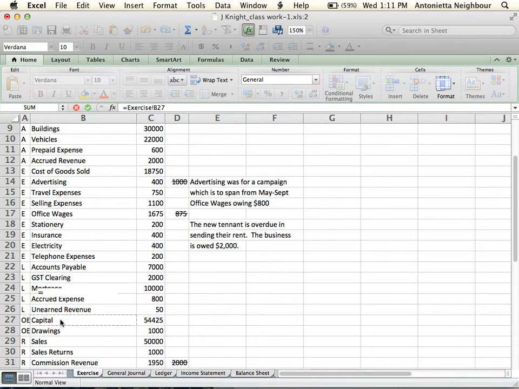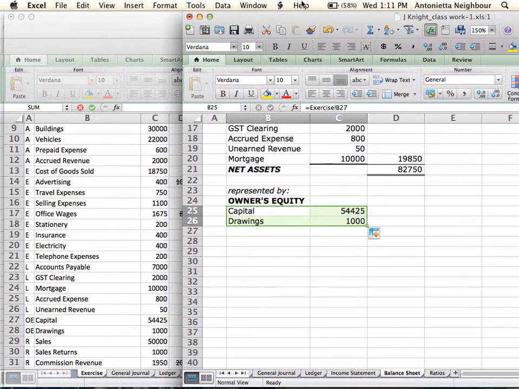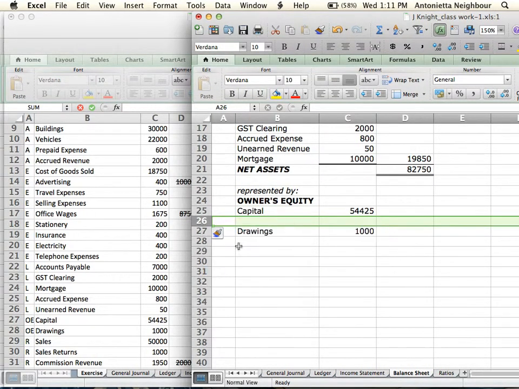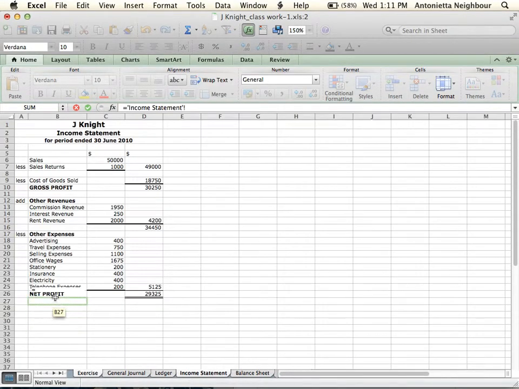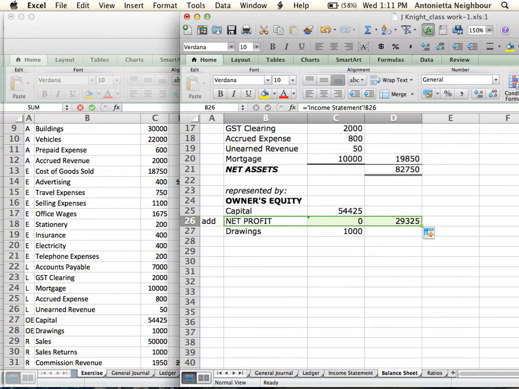It's going to equal capital, bring in the amount, bring in drawings, and now above drawings, I want to add my net profit. And I need to go to my income statement to get my net profit. Bring in the net profit amount. I think I have to go across a few columns to bring in my net profit amount.